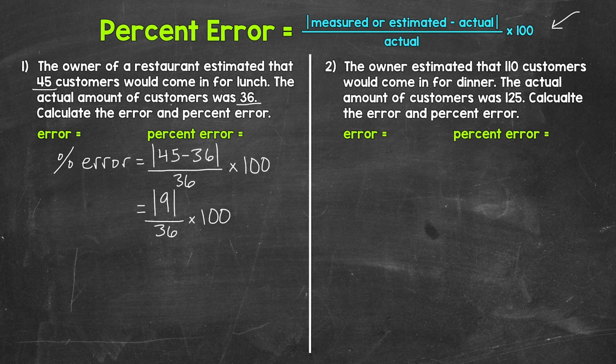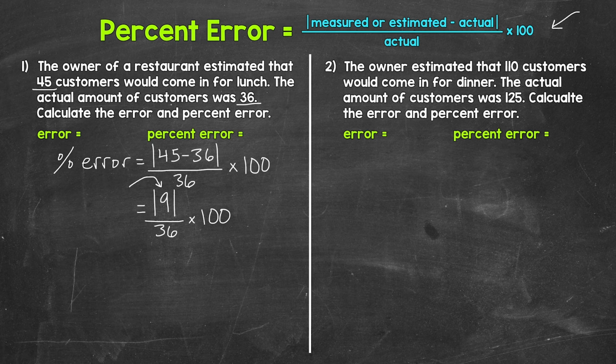Now before we move on, I want to mention that when we take the measured value or estimated value and subtract the actual value, that gives us the error. And the error is how far away we are from the actual value. So for number 1, the owner's estimate of 45 customers was off by 9 from the actual value of 36 customers. So for number 1, the error is 9. And that's a positive 9.